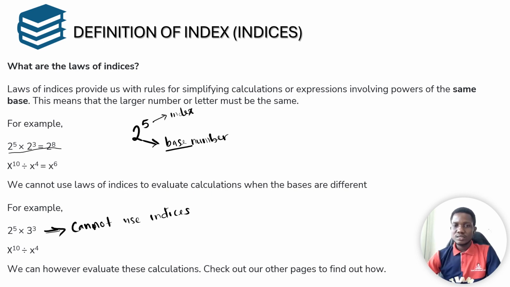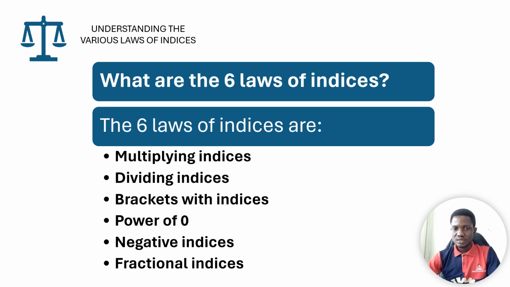Now that we understand the definition of indices, let's move on to the laws of indices. There are 6 particular laws of indices. We have the multiplying indices, the dividing indices, the brackets with indices, the power of 0, negative indices, and fractional indices. Let's look at these laws of indices one after the other.